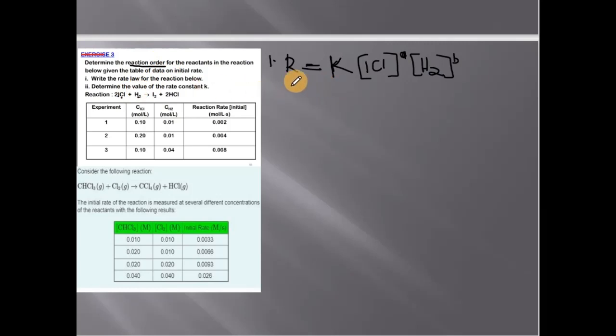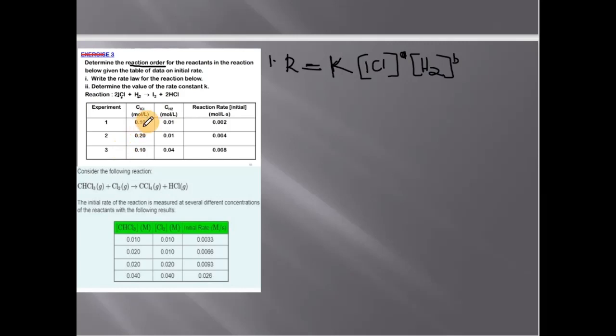So let's first look at this. Let's try to explain this table. This table is a trial made on how the concentration of the iodine chloride and hydrogen gas affect the rate of a reaction. So we have experiments 1, 2, and 3. Think of it this way.